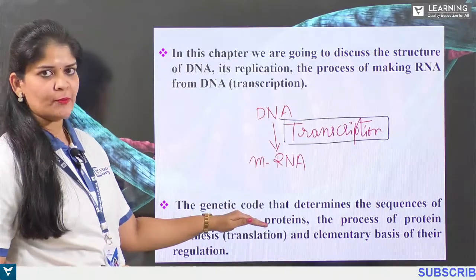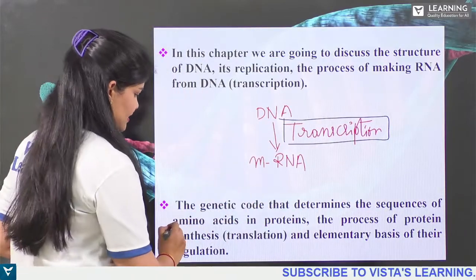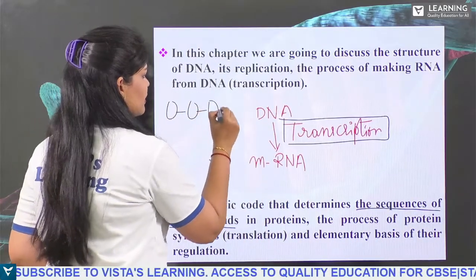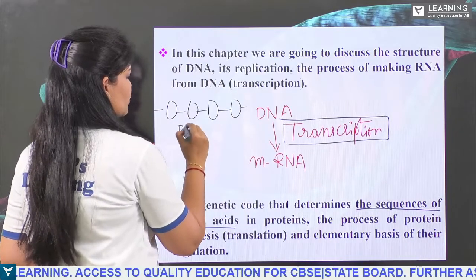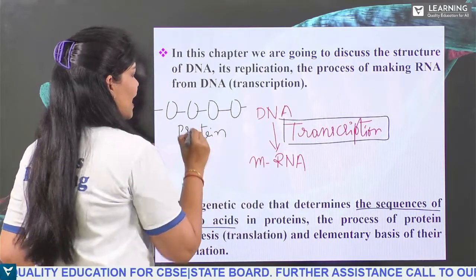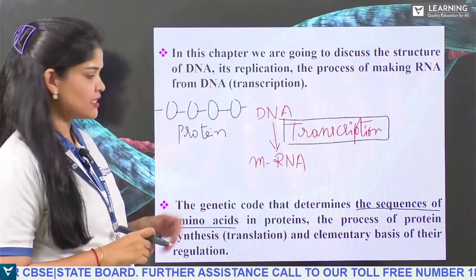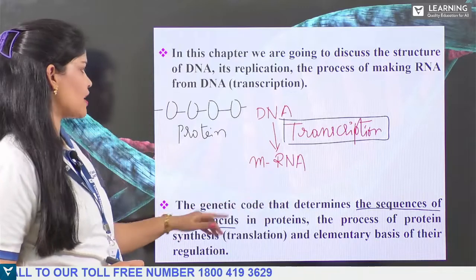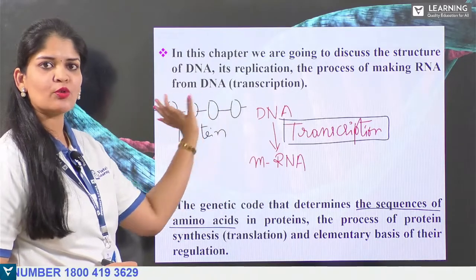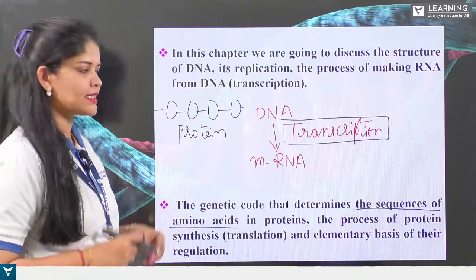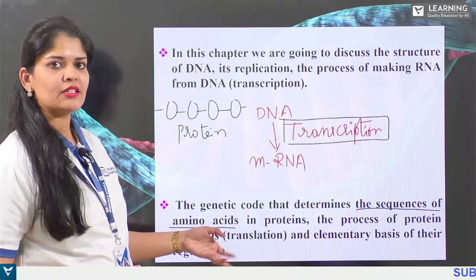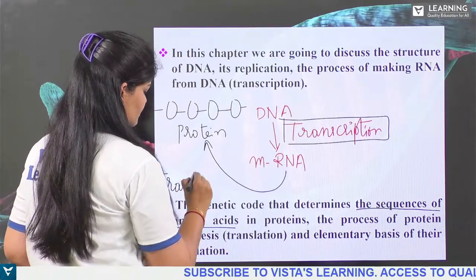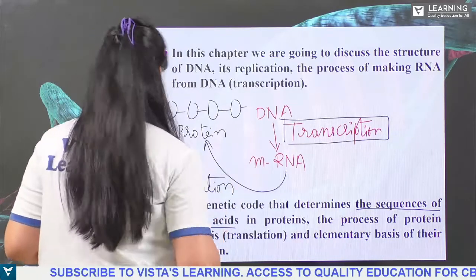Now, the genetic code that determines the sequence of amino acids. Just now we said that amino acids combine by peptide bonds to produce protein. The sequence of each and every amino acid comes from the genetic code, which determines the sequence of amino acids in the protein. These are the amino acids that come together to produce protein, that is protein synthesis. The process of protein synthesis, as we just said, is translation, right?